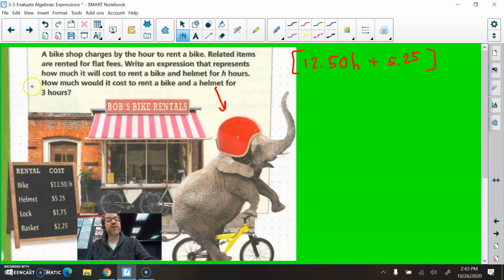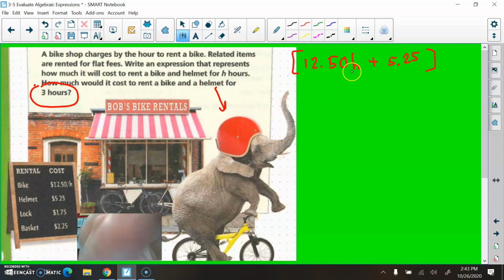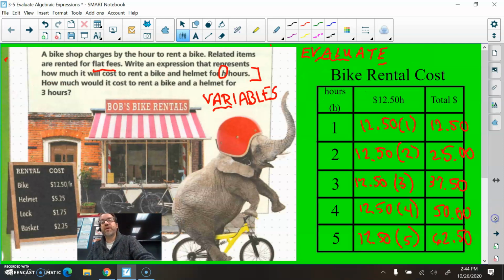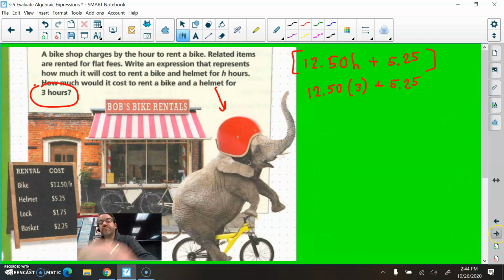How much would it cost to rent a bike and a helmet for 3 hours? Well, we're going to substitute 3 in place of the h, and we have 12.50 times 3 hours, and then we'll add $5.25. Again, I'm not taking that times 3 because we're not paying by the hour for the helmet, just for the bicycle. Now we already did 12.50 times 3 on the previous page. You can see that was $37.50.